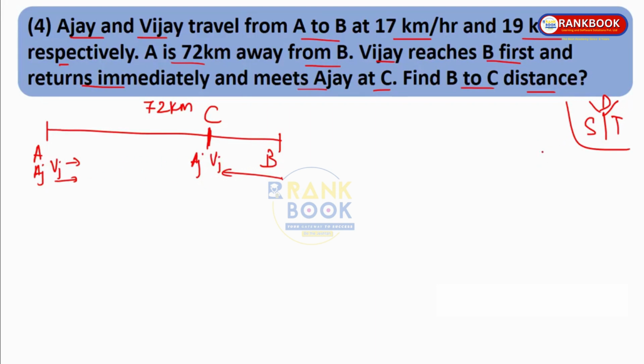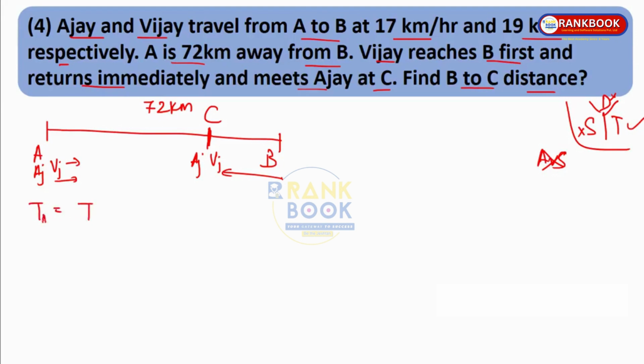Now, what kind of sum is this? This is not an average speed sum. Is the speed the same? No, 17 and 19. Is the distance the same? No, Vijay covers more distance. We can see because Vijay goes fast, touches the finish line and comes back over here. So the distance is not the same. So let us see if the time is the same. Both of them start together and both of them meet each other at C. That is, they stop at C. That means the time is the same, right?